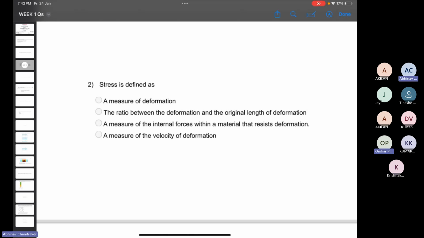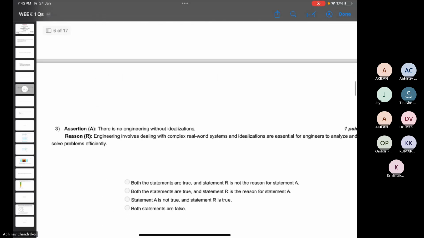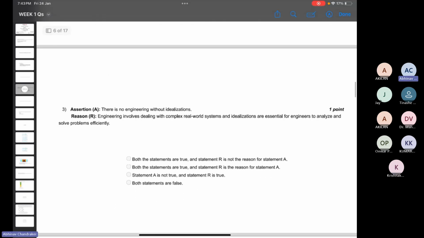The correct option will be C. Stress is a measure of the internal forces which are being experienced in the material. These internal forces are present because the material is trying to resist deformation, which is due to the load which is being applied externally. The correct option is C. Let's go to the next question.